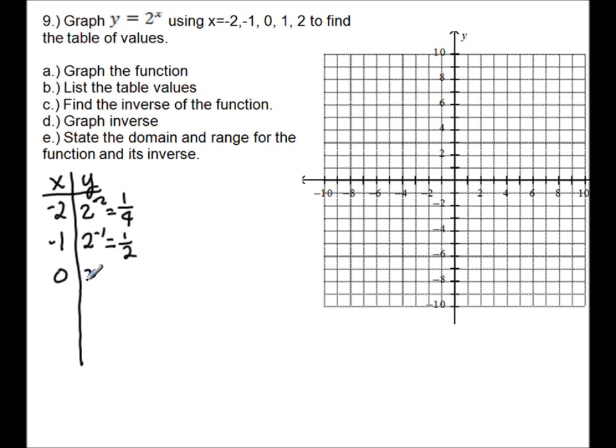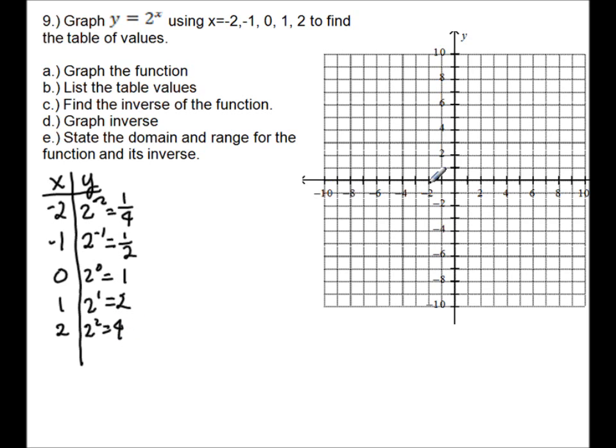Then 2 to the 0 power is 1. And then we're using x as 1, so 2 to the first power is 2. And then we're using 2, and 2 to the second power is 4.